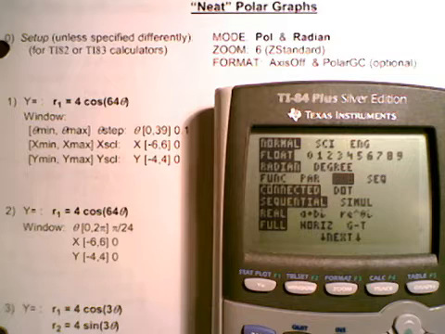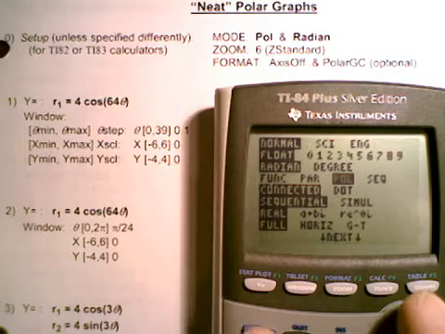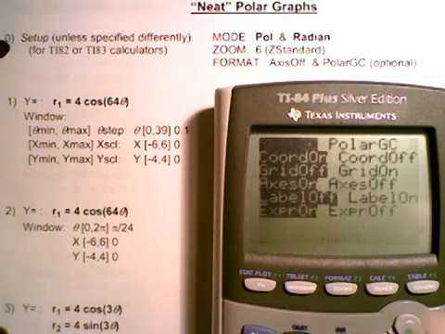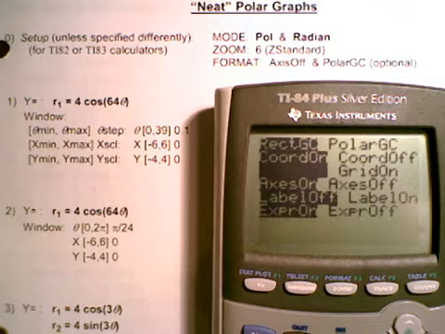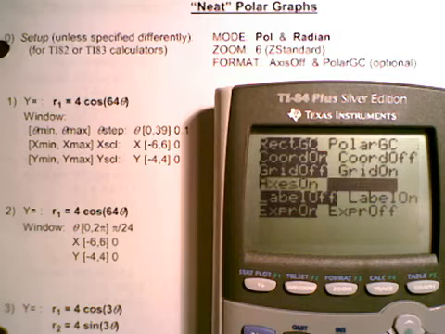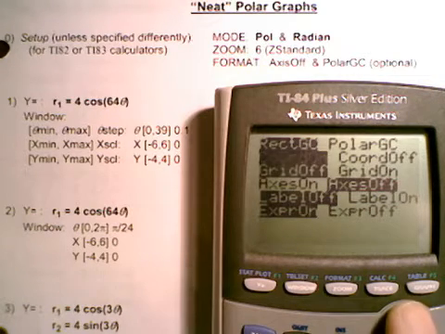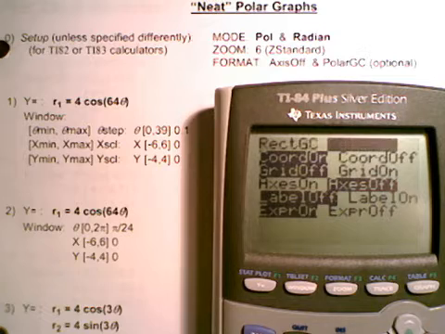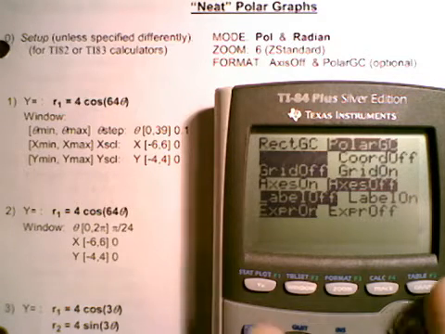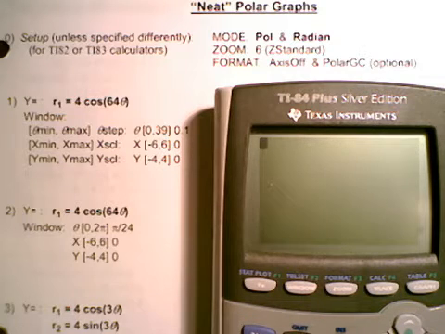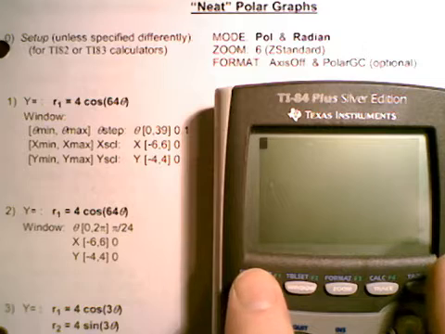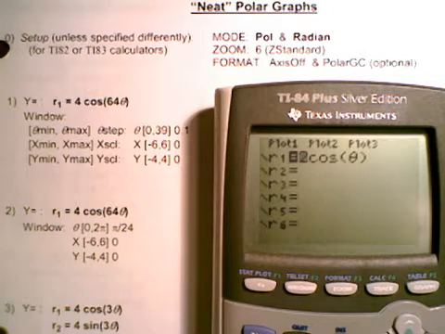Let's go ahead and go to format. It says axis off, so we want to go down there to axis off, and polar GC. Let's see what that does. We're going to highlight that and hit enter. Actually, I don't even know what that's going to do, so we'll see.